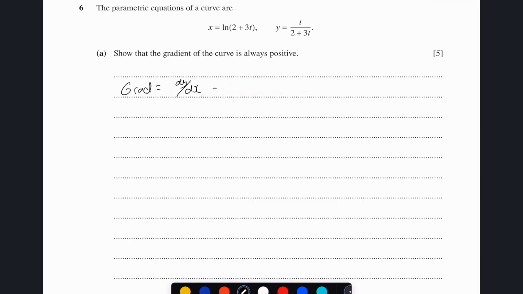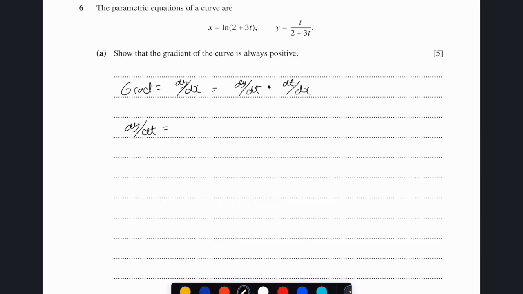And dy by dx is going to equal dy over dt. In fact, let me write it like this, it'll be easier to comprehend. dy by dt times dt by dx, right? Because the dt's are going to cancel and you're going to be left with dy over dx. Okay? So, dy by dt is equal to what? Well, if we take a look at dy by dt, we're obviously going to have to use the quotient rule here.